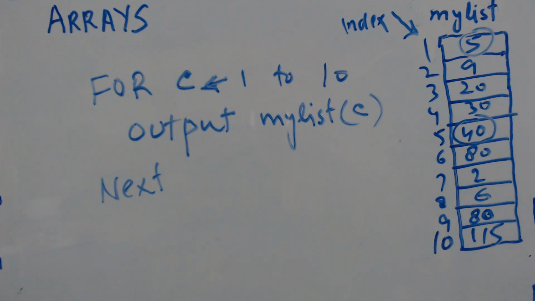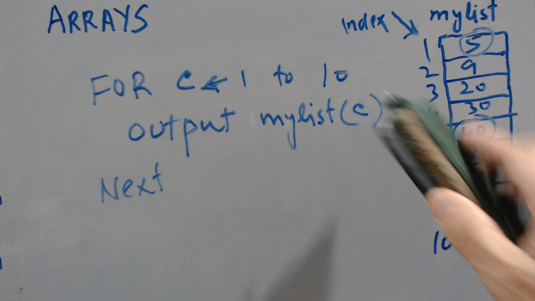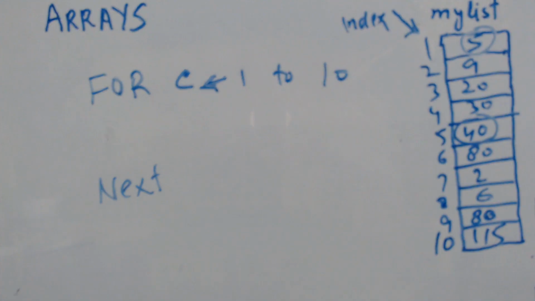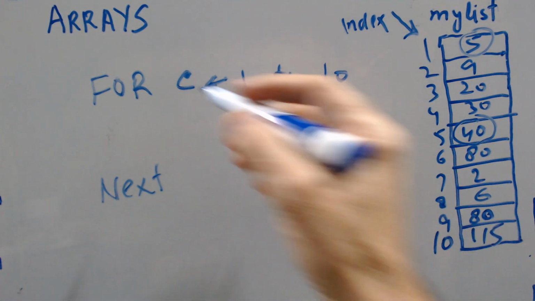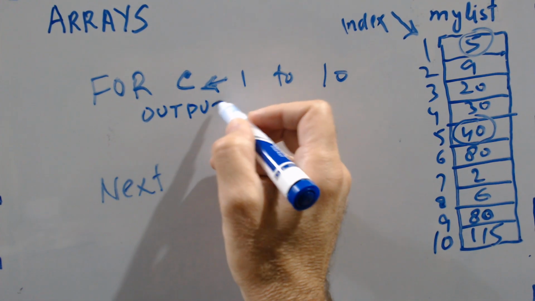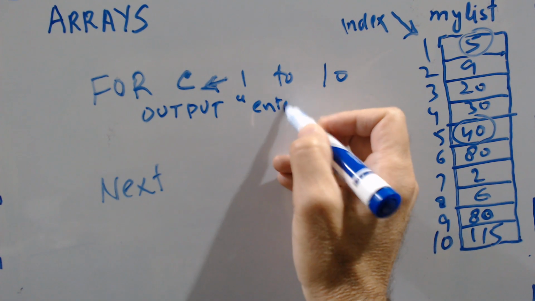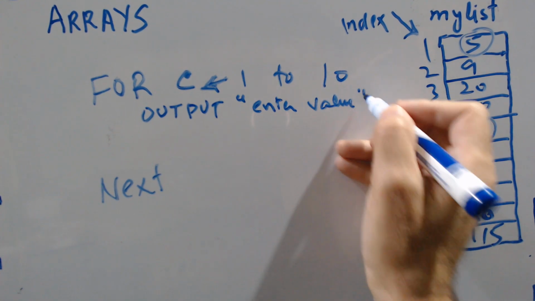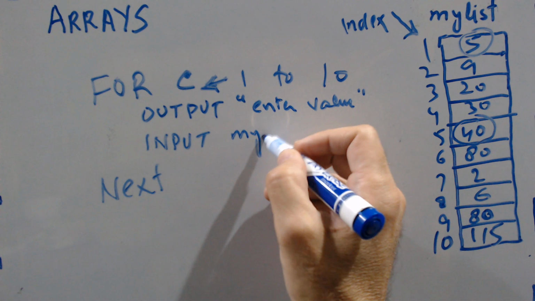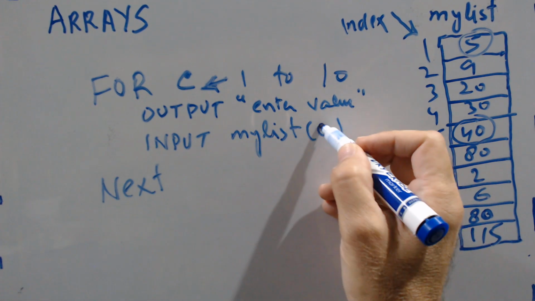So this was how you can output the values, and in the same way you can input the values in the array. For example, you want to change these 10 values. So now we will write the input statement, because now we want to enter the data in the array. First I will write output, just to ask the user to enter a value. And then I will say input my list C. That's it.